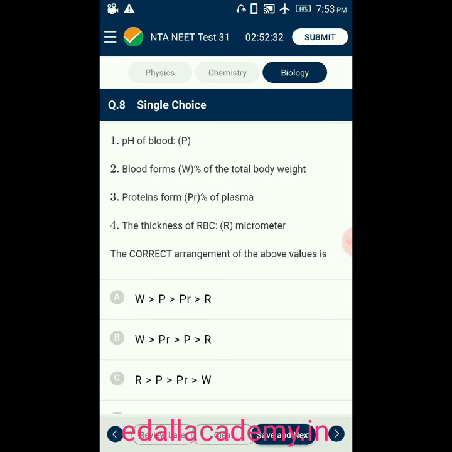Question number 8. Statement 1. pH of blood represents P. Statement 2. Blood forms Q percentage of total body weight. Third statement. Proteins form R percentage of plasma. Fourth statement. The thickness of RBC in micrometer. The correct arrangement of the above values is: pH of blood is 7.4. Blood forms 8% of body weight. Proteins form 7% of plasma. Thickness of RBC is 2.5 micron. So the correct sequence is option A.